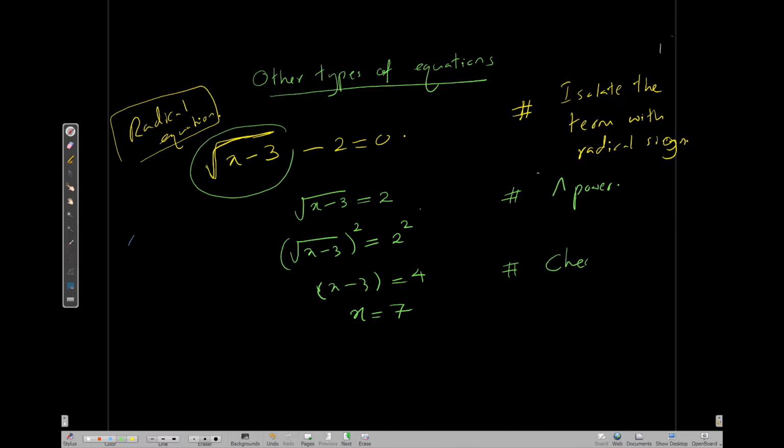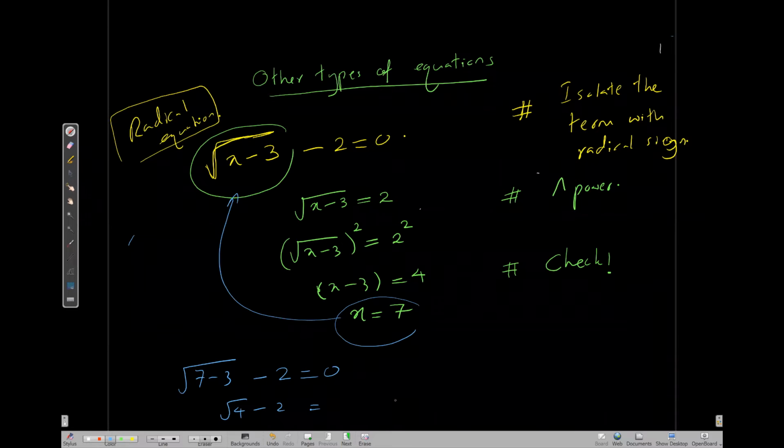Finally, you must check. The reason will be well understood when you see another example, because in simple words we may be bringing in unwanted solutions. Now in this case it's not the case, so when I plug in x equals 7 here, I get 7 minus 3 minus 2. So 7 minus 3 is 4, minus 2, or 2 minus 2. Yes, that is 0. It's correct, right?